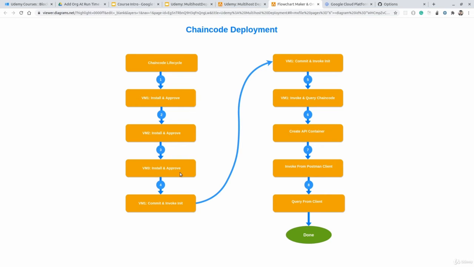Once we get sufficient approval, the next step is that on virtual machine 1 we will commit and invoke the chain code. Once we have done that, from virtual machine 1 only, we will invoke and query the transaction. Once we are able to query and invoke the transaction, next we will start implementing the API server. Once we create the API server, we can invoke the transaction from the Postman client, and that will be the final step for our course.